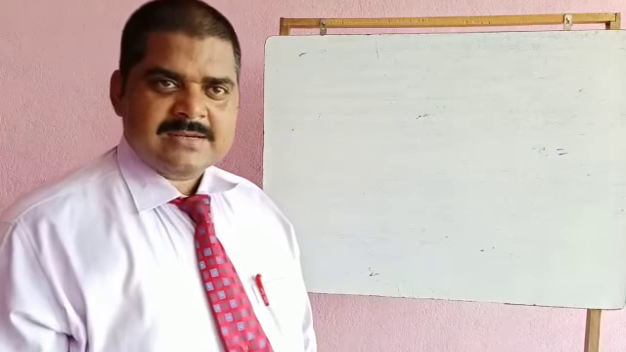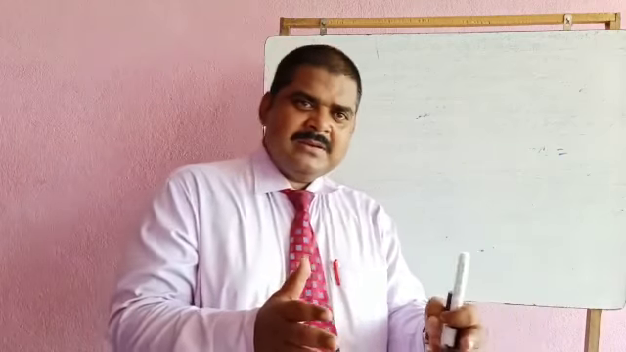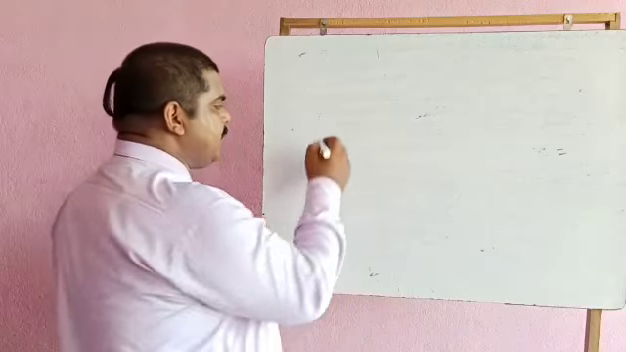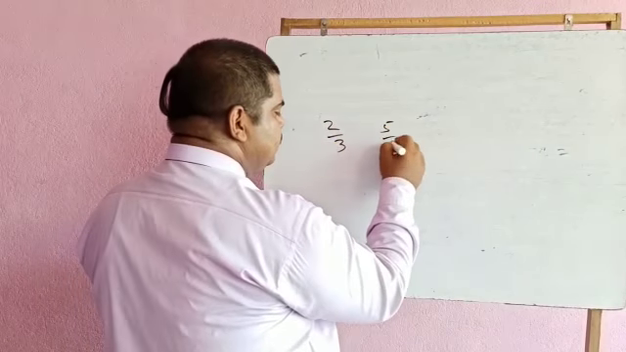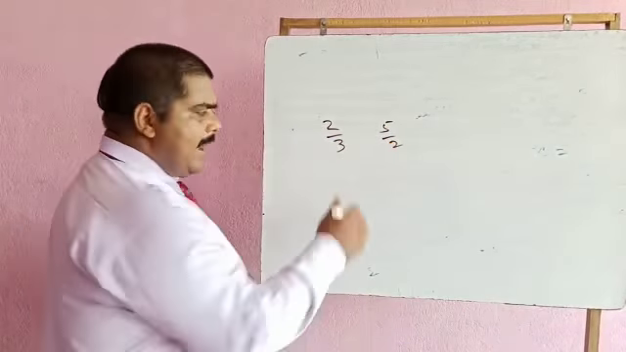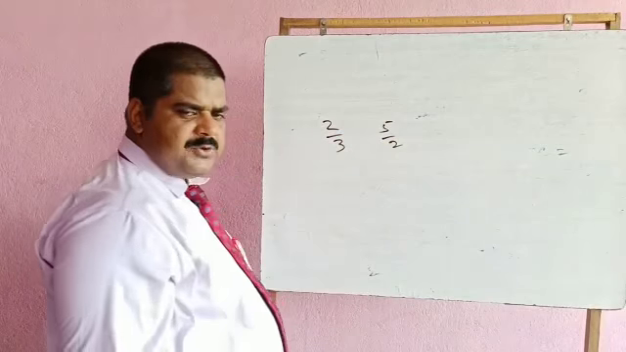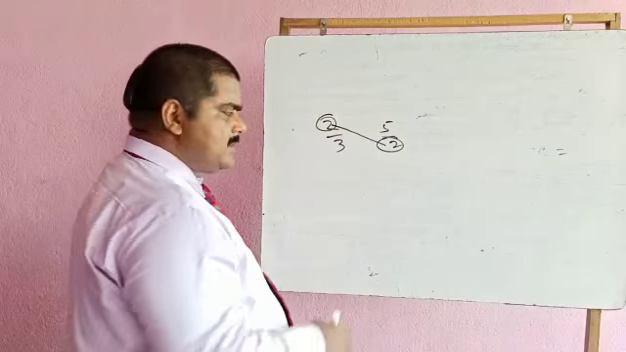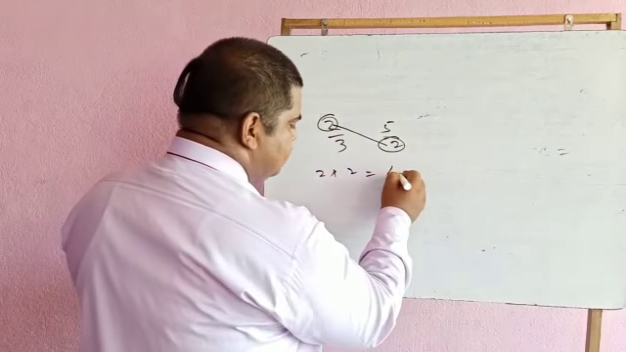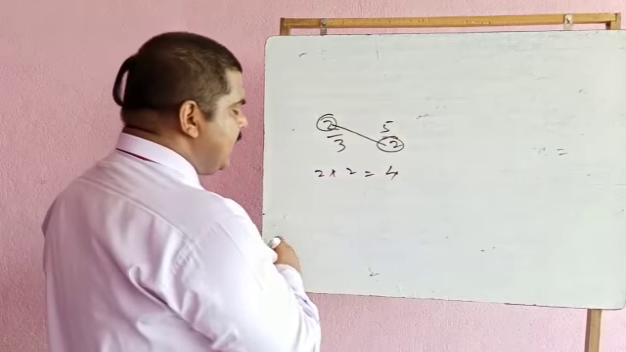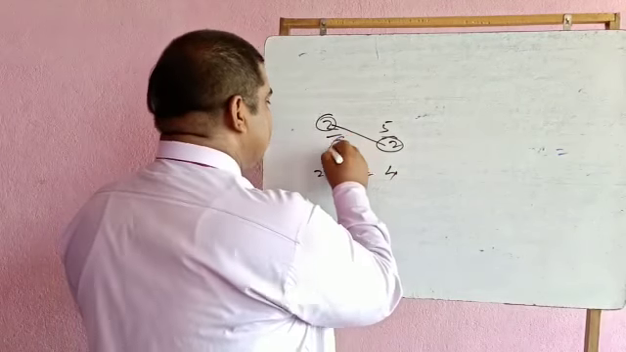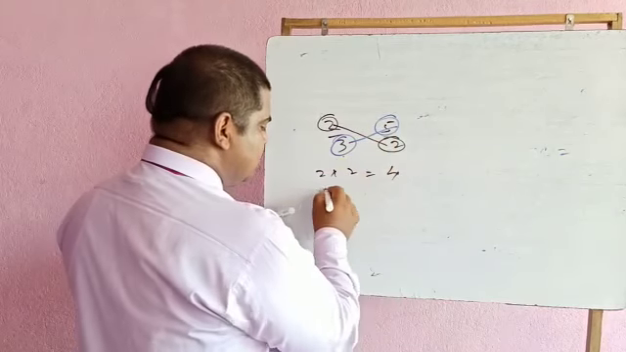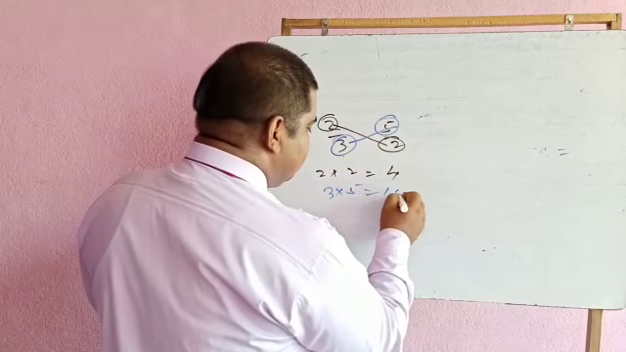Similarly, you can find out which rational number is greater or smaller. I just take one example, 2 upon 3 and 5 upon 2. Which one is greater? You have to multiply by cross multiplication. Multiply the first numerator with the second denominator: 2 into 2 is equal to 4. Then multiply the first denominator with the second numerator: 3 into 5 is equal to 15.